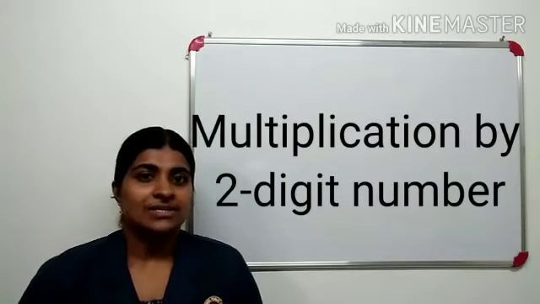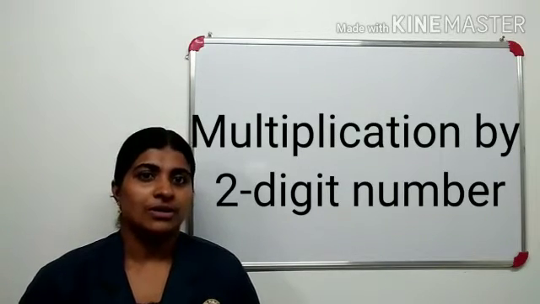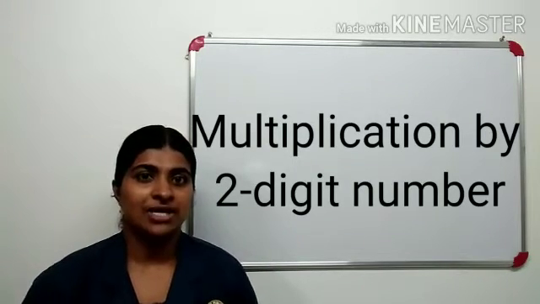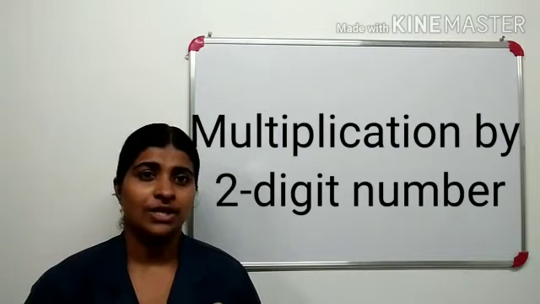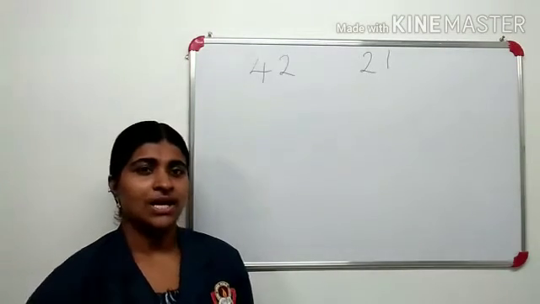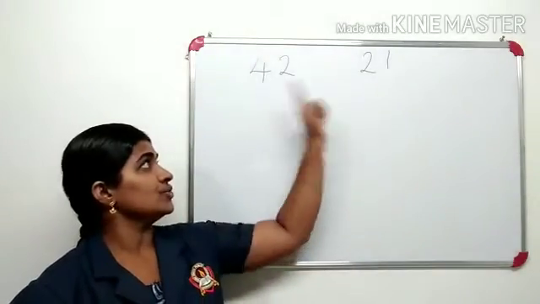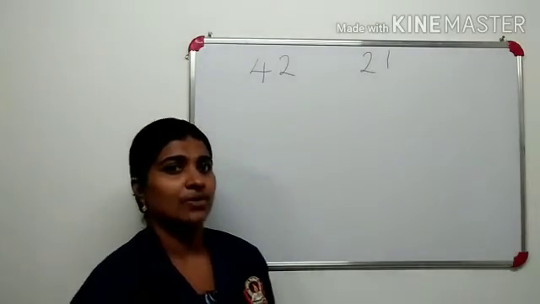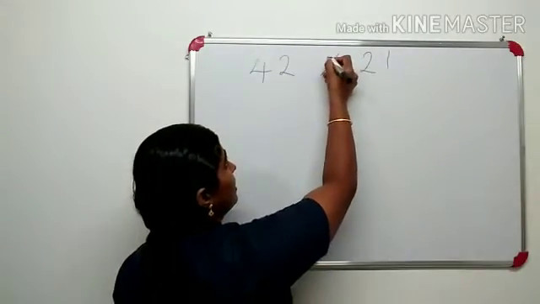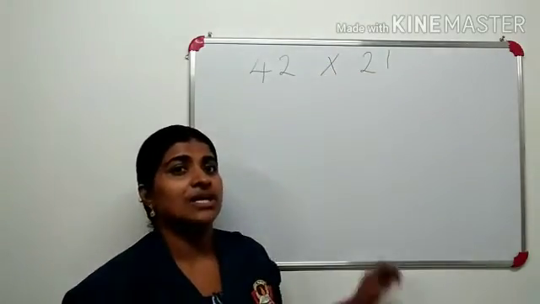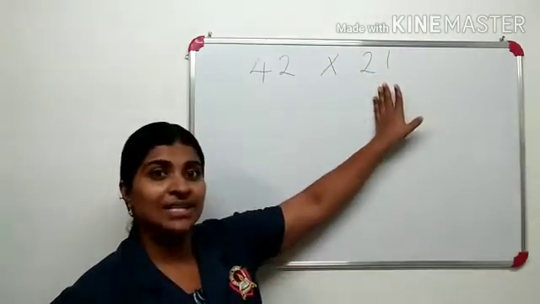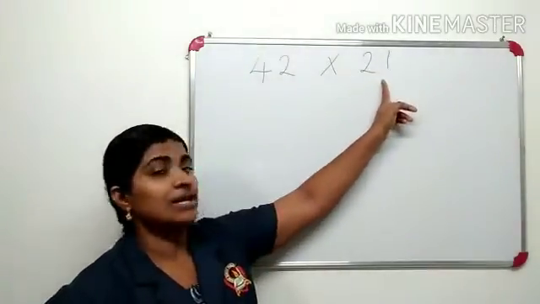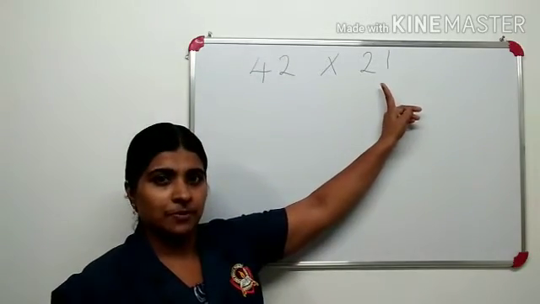So, we can see an example for multiplication by a 2-digit number. First, we will study the multiplication of a 2-digit number by a 2-digit number. Consider the numbers 42 and 21. We are going to multiply 42 by 21. Till now we have seen the multiplication of a number by a 1-digit number. Our multiplier was a 1-digit number. Here our multiplier is a 2-digit number.